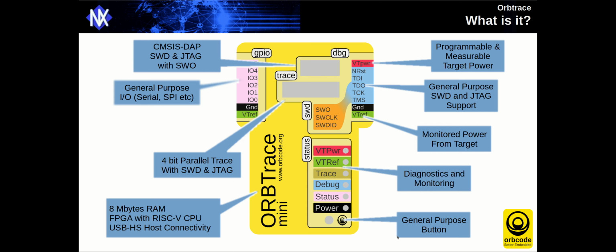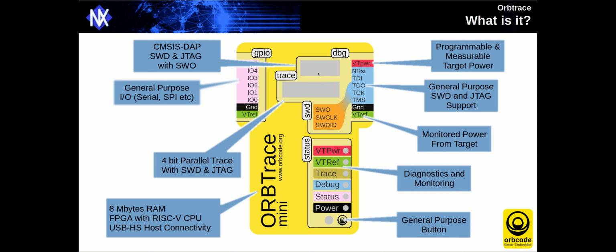Everything should have a general purpose button, so we've got a general purpose button. The 4-bit parallel trace, which appears on the 20 pin connector, plus debug on the 10 pin. Anyone that knows these connectors in reasonable detail will know that the right hand end of this larger connector is actually a replication of the smaller one. And indeed, with this setup, you can plug your existing favorite debugger into the 10 pin header, and it will pass it through to the 20 pin header, so you can use your existing debugger for debugging and use Orbtrace just for the tracing if you want to do that.